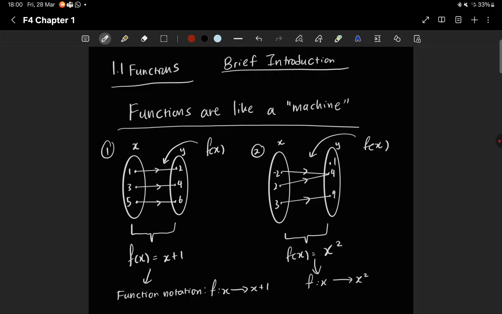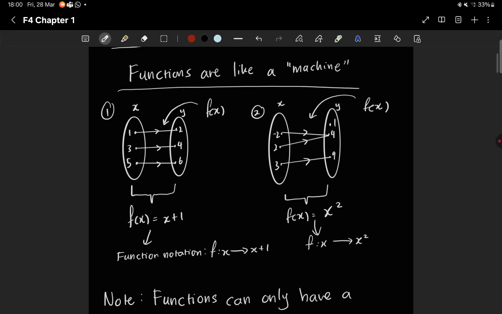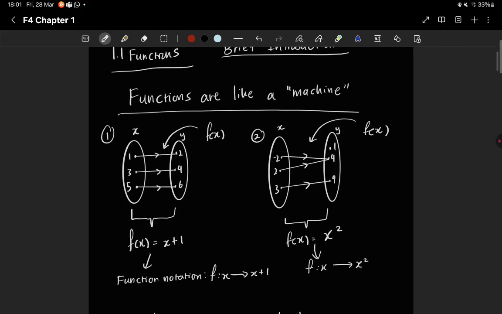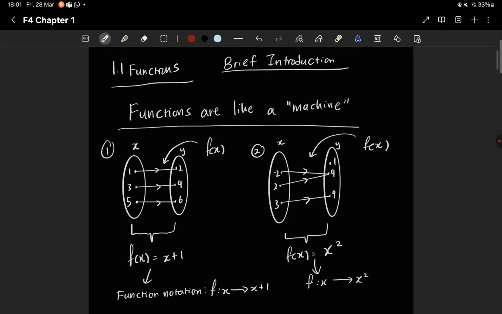Form 4 AddMaths, Chapter 1, 1.1 Functions. So this is just going to be a brief introduction of this subtopic. Okay, so let's get straight into it. So what are functions?